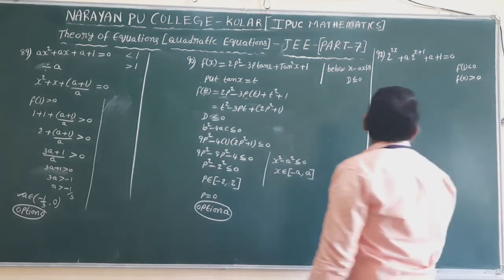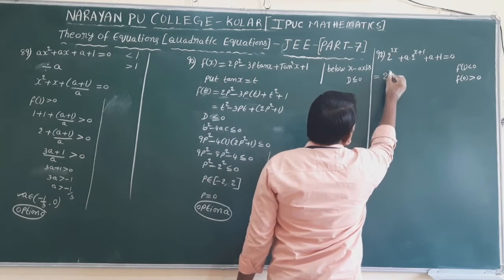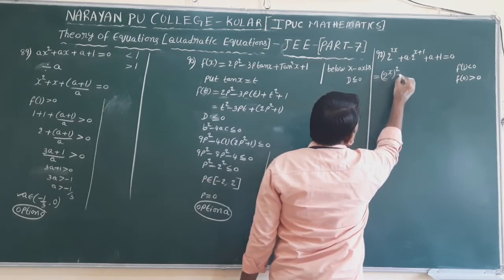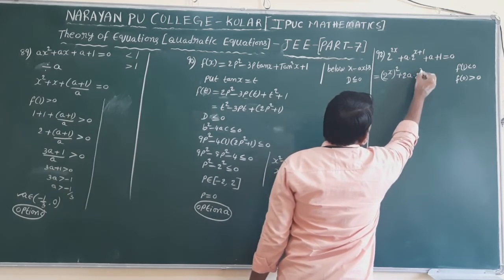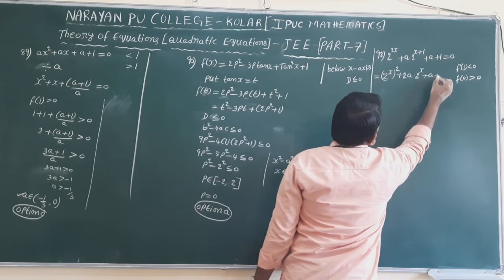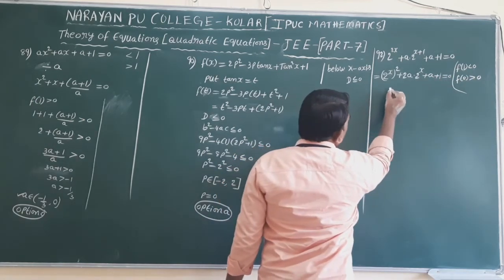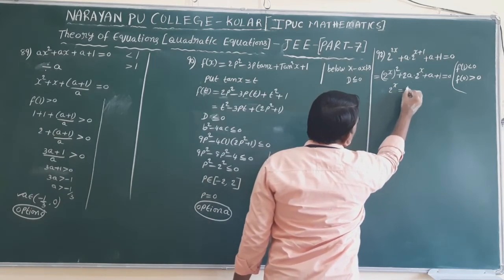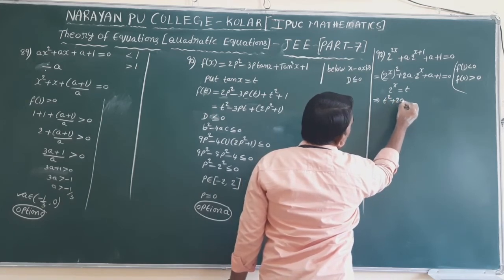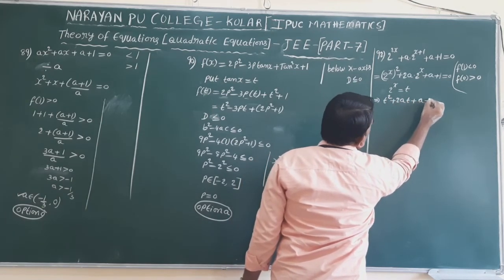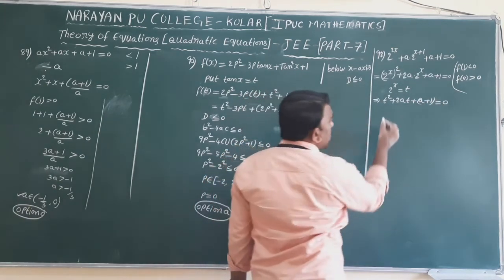Okay, from that we'll see the first one. This you can write as 2 power x whole square, plus 2a into 2 power x, plus a plus 1 equal to 0. So let us take 2 power x equal to t. So this implies t square plus 2at plus a plus 1 is equal to 0. First, f of 1 equal to 0.